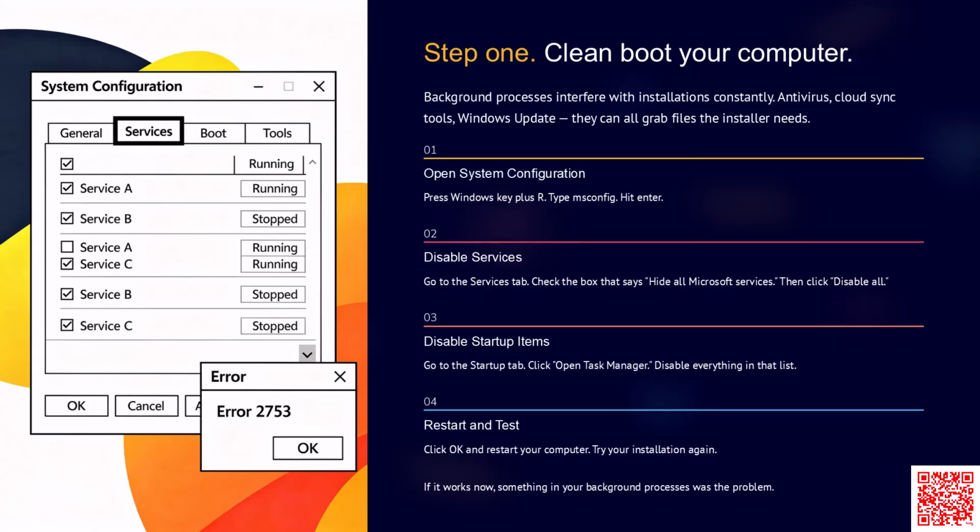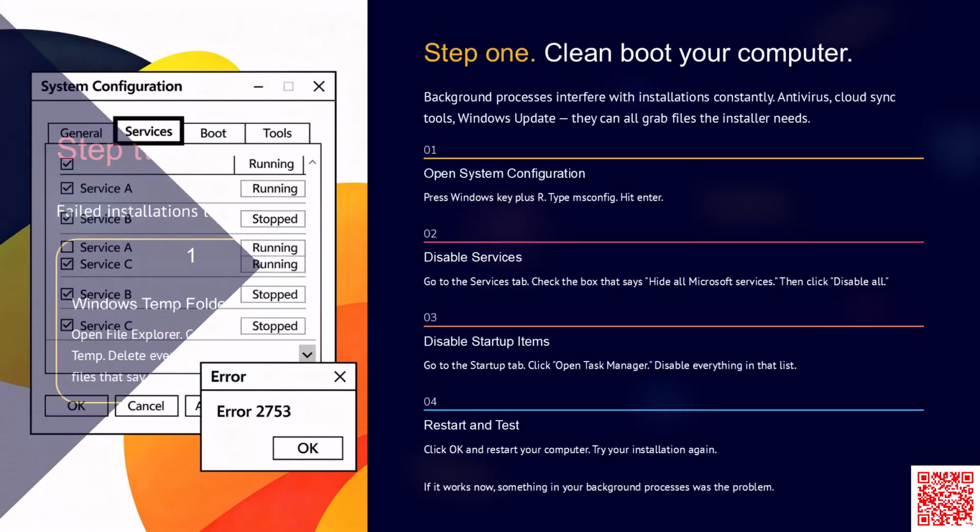Press Windows key plus R. Type msconfig. Hit Enter. Go to the Services tab. Check the box that says Hide all Microsoft services. Then click Disable All. Go to the Startup tab. Click Open Task Manager. Disable everything in that list. Click OK and restart your computer. Try your installation again. If it works now, something in your background processes was the problem.